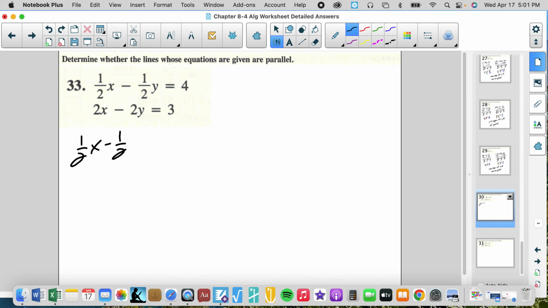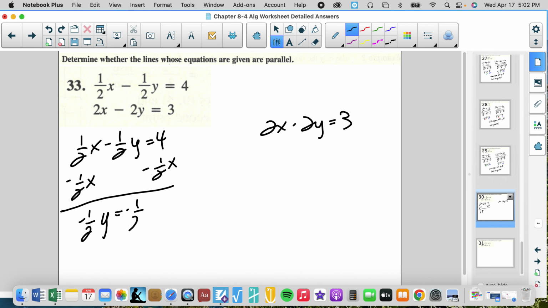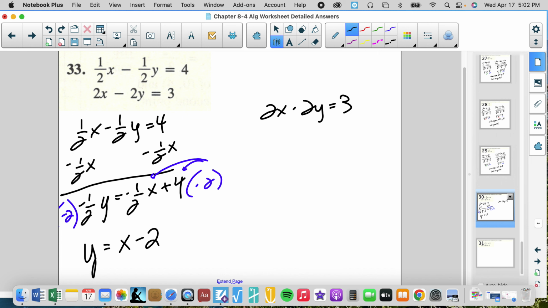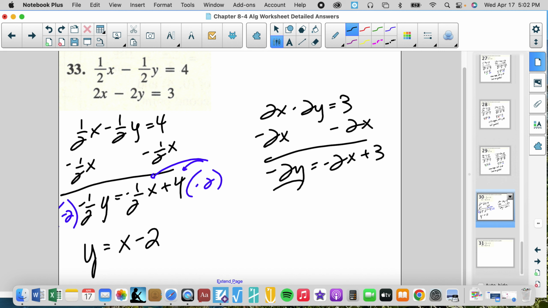1/2 x minus 1/2 y equals 4. 2x minus 2y equals 3. So let's move the x. We get negative 1/2 y equals negative 1/2 x plus 4. How do we get rid of a fraction? We're not going to divide. We're going to multiply by the reciprocal, which is negative 2. We're going to multiply everything by negative 2. So this is where it's good practice for you. Negative 1/2 times negative 2 is positive x minus 2. Minus 2x, minus 2x. Negative 2y equals negative 2x plus 3. Divide by negative 2. Y equals x minus 3/2.